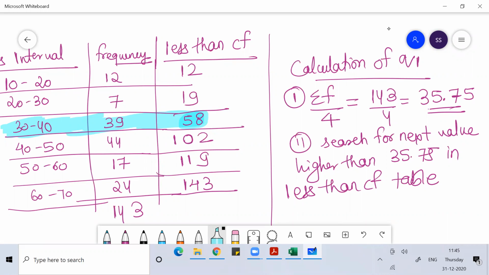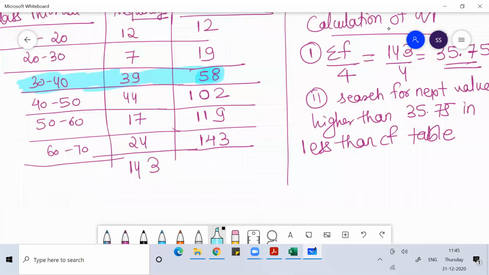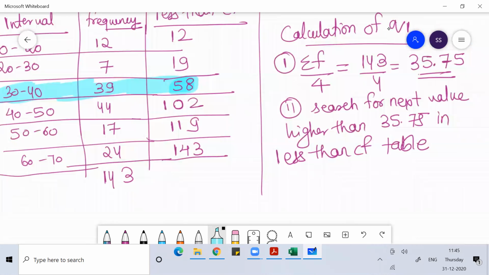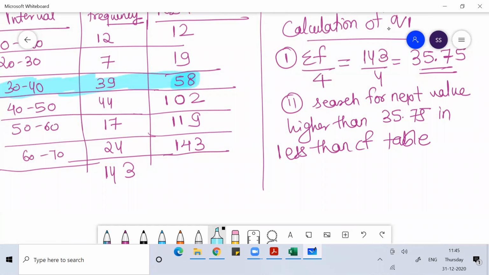Once you understood what to search, then where to search. You have to understand that location. So with 35.75, see the next value which is higher than 35.75 in the less than cumulative frequency table. So you got the value 58. That gives you the required range. Once you get the value which is bigger than 35.75, your work is done. So you get the required class interval.